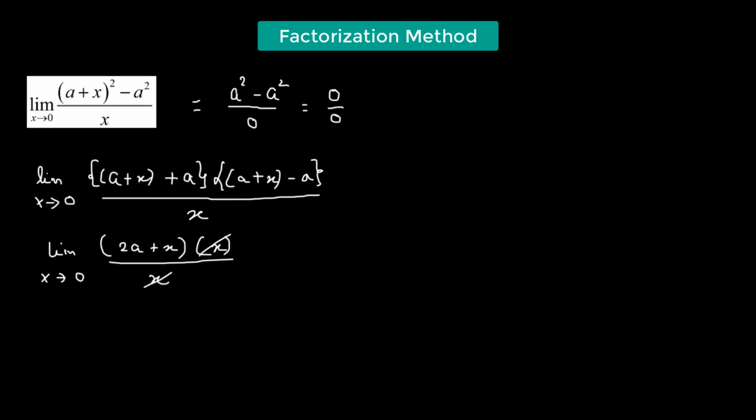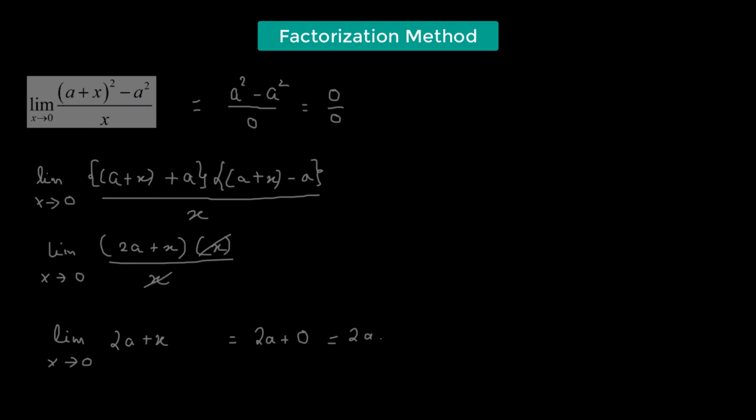So the x and x is common to both the numerator and the denominator. They cancel out. Now we are left with limit x going to 0, 2a plus x. Now we are going to use the limiting value of x, which is 0. When x approaches 0, we have 2a plus 0, and that gives us 2a. So this is going to be the limiting value of the given function when x approaches 0.